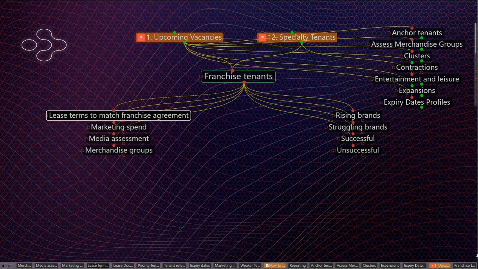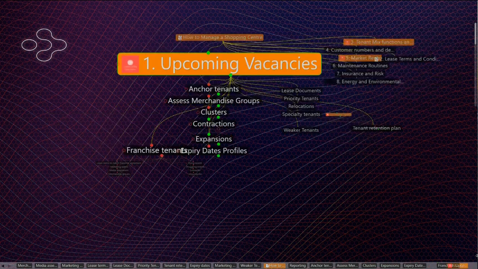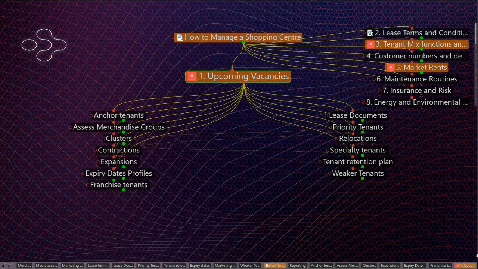Understand the lease terms to match the franchise agreement, because the franchise groups, the brands, will need a certain type of lease to match into their franchise agreement with their particular franchisees. Also understand the marketing spend for the franchise groups, the media assessment, what media channels are they using, and also look at the merchandise groups. Who are the stronger franchise brands within the merchandise groups? Good questions to ask. Let's go back out of this one and let's look at some other topics here.